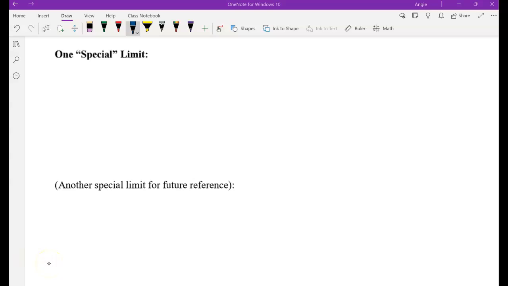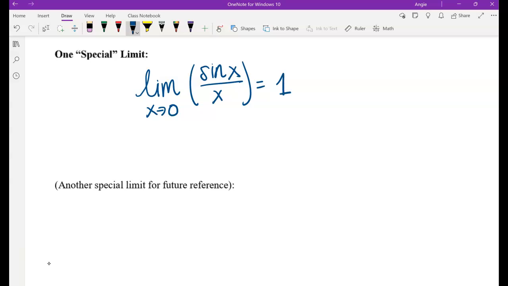Okay, so we have a special limit, guys, that we currently do not have enough tools under our belt to find this limit. So I'm just going to give it to you. The limit as x approaches 0 of sine of x divided by x is going to be 1. And I need you guys, very important, to memorize this. Okay, memorize this. You will be asked, and you're going to use it all the time.